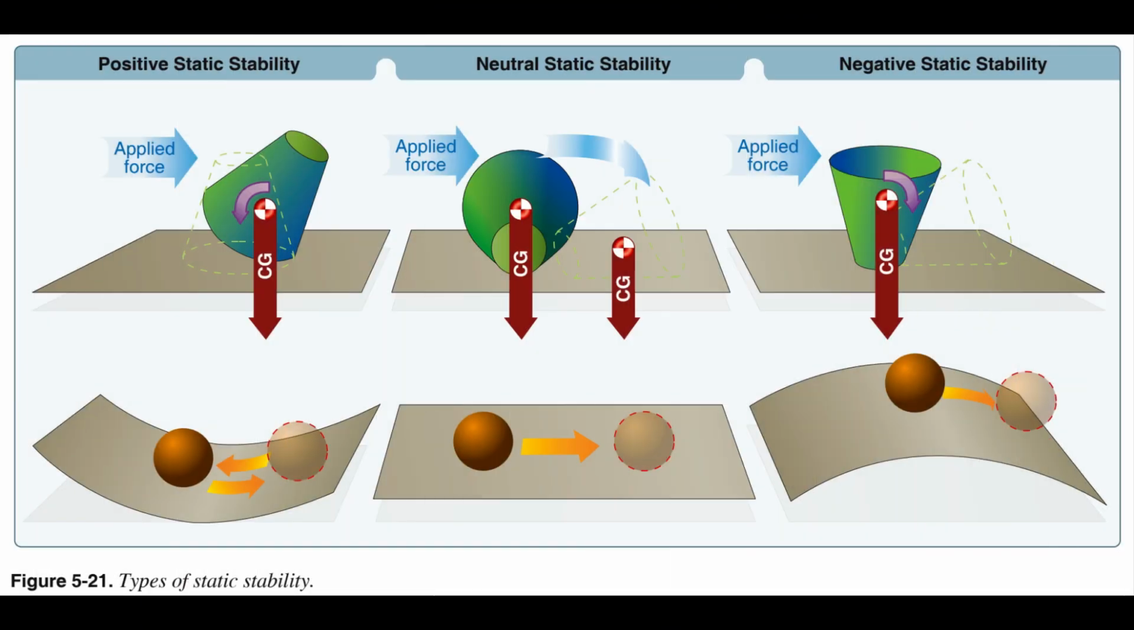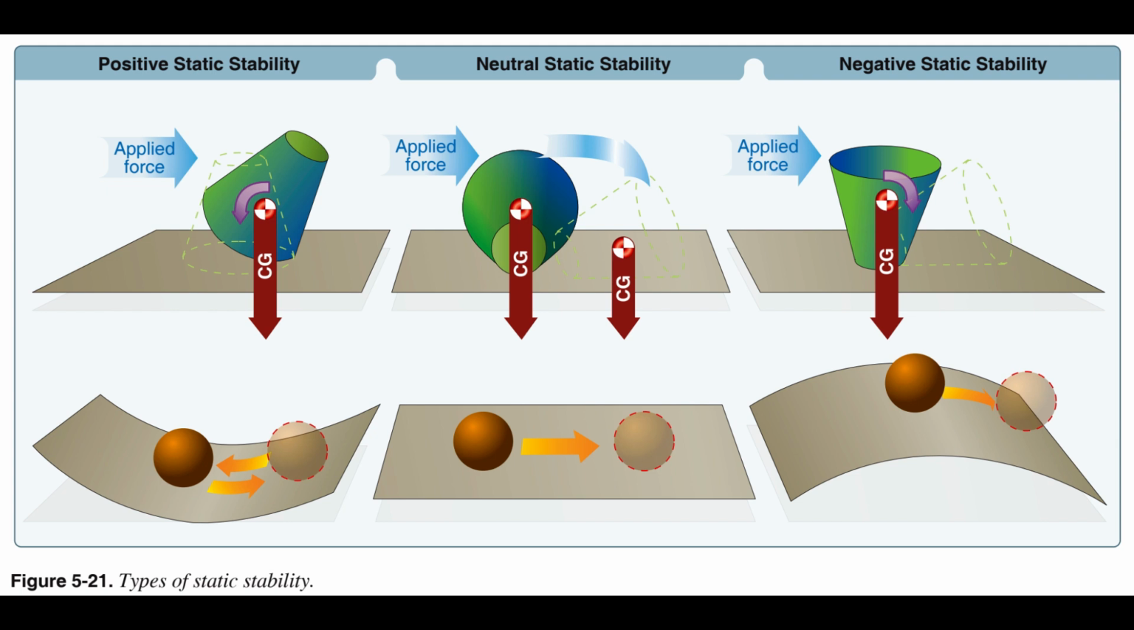Static stability. Static stability refers to the initial tendency, or direction of movement, back to equilibrium. In aviation, it refers to the aircraft's initial response when disturbed from a given pitch, yaw, or bank.